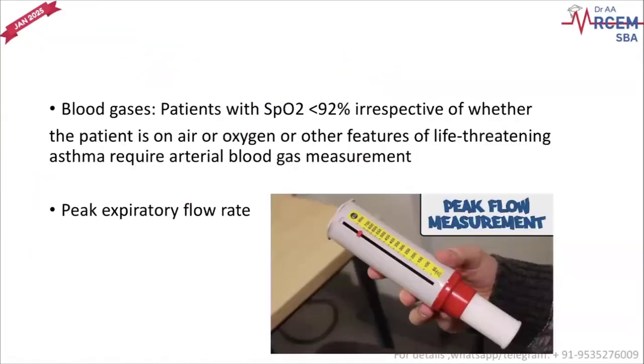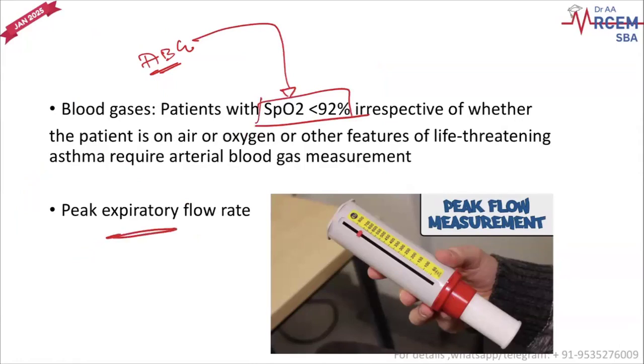When to get an ABG done? ABG is arterial blood gas. The procedure itself is quite painful. So it is not recommended to get an ABG done for every patient who presents with a worsening of the asthma. You get it done for every patient who has low saturations in an asthmatic patient. Low saturations means less than 92%.